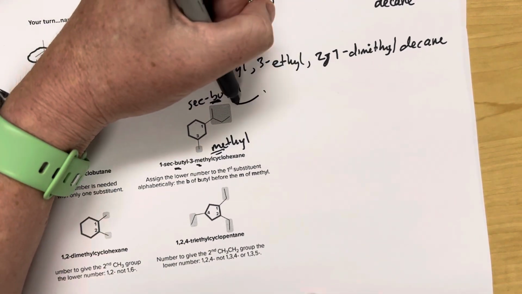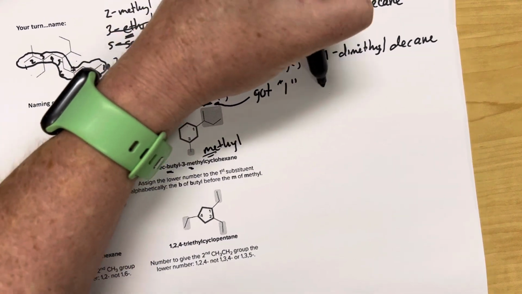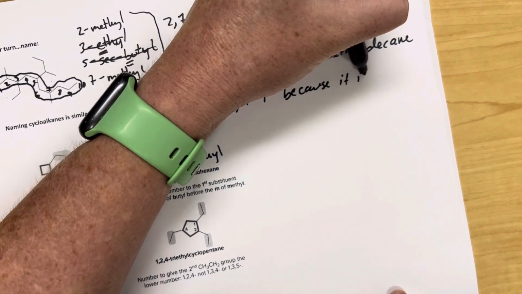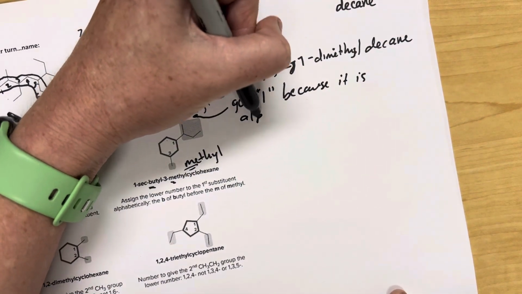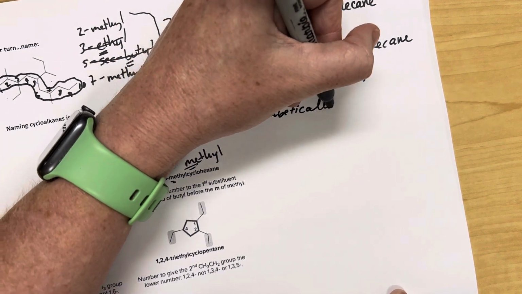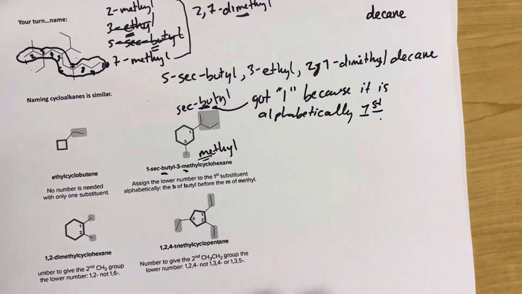So this got 1 because it is alphabetically first. Okay, so that got 1 because it's alphabetically first.